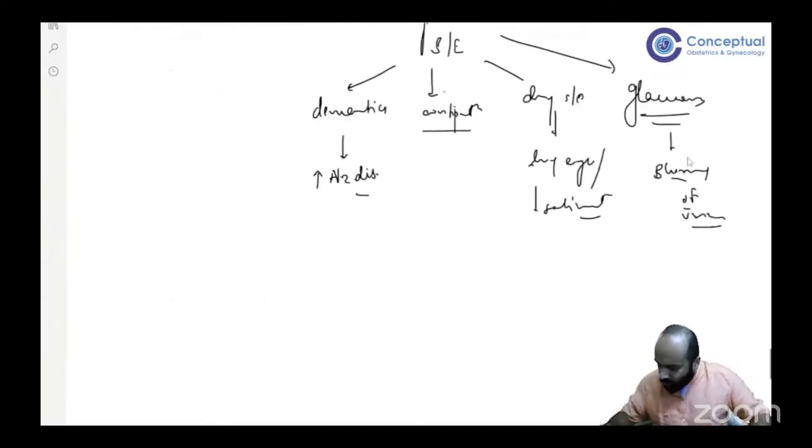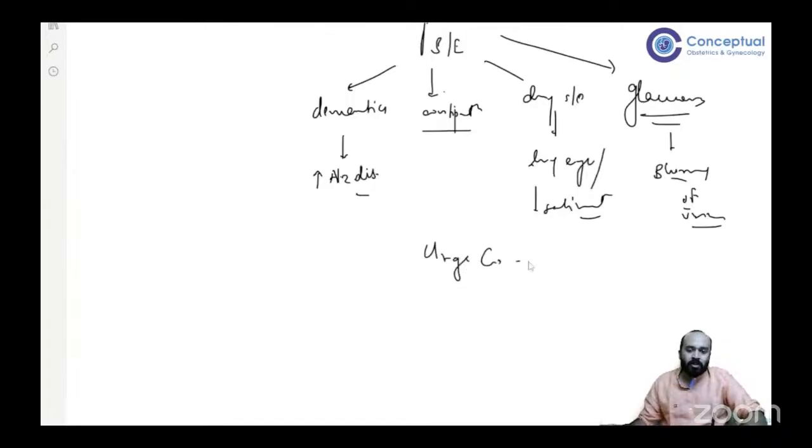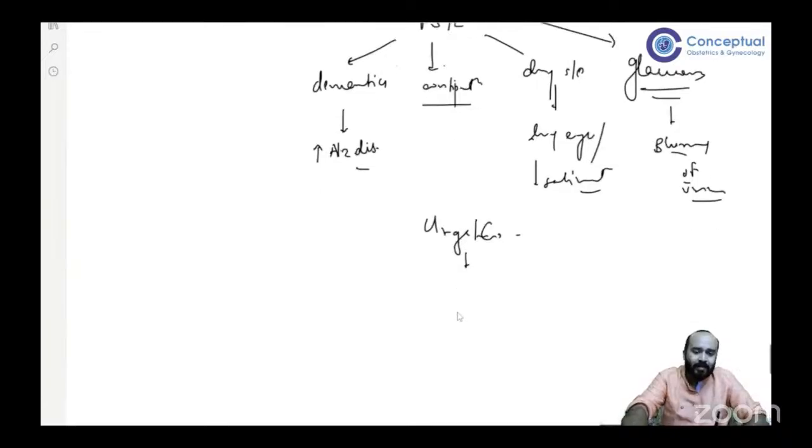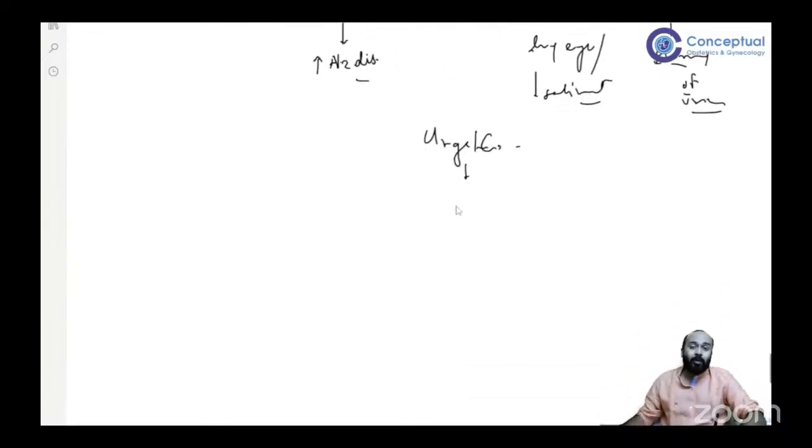Next, my alternatives: if none of them is curing, and my urge incontinence is leading to enuresis and nocturia, in that scenario I would want something to stop the production of urine at night. How do I stop the production of urine? I increase my body's anti-diuretic hormone. So I use an anti-diuretic hormone analog.